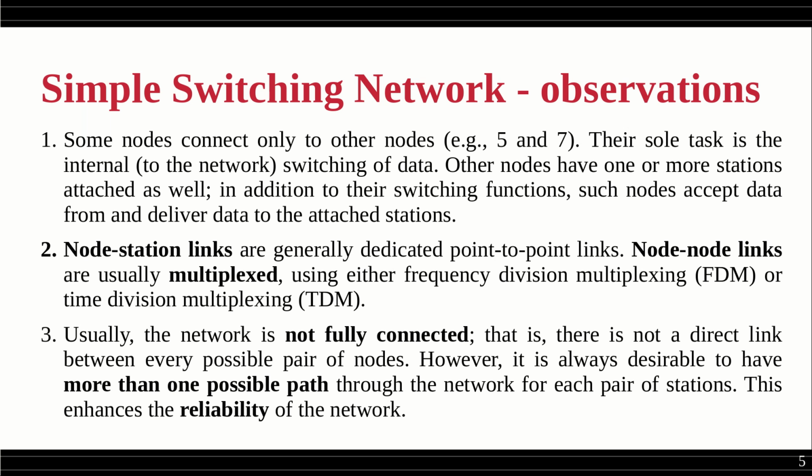If there is more than one possible path through the network for each pair of stations, then definitely we have more reliability. So that enhances the overall reliability of the network. So that is the thing.